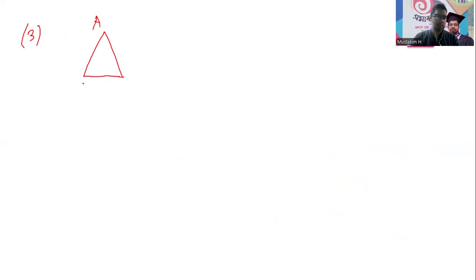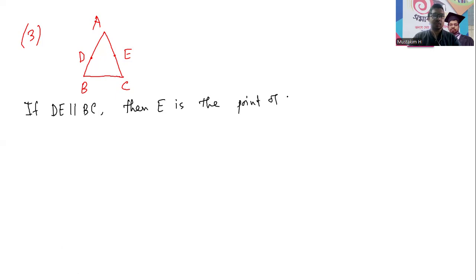Triangle ABC. And we need to find out that D is the midpoint of AB and E is the midpoint of AC. So we are told that if DE is parallel to BC, then E is the midpoint of AC. We need to prove that E is the midpoint. It is given that D is the midpoint. So join D comma E.